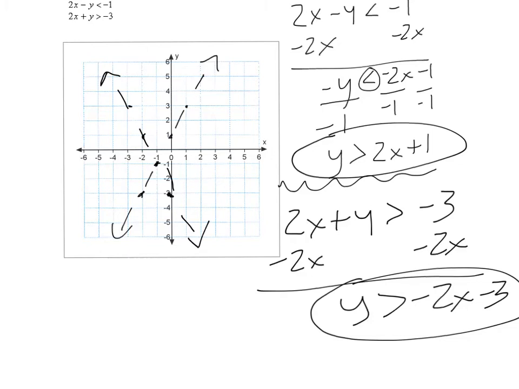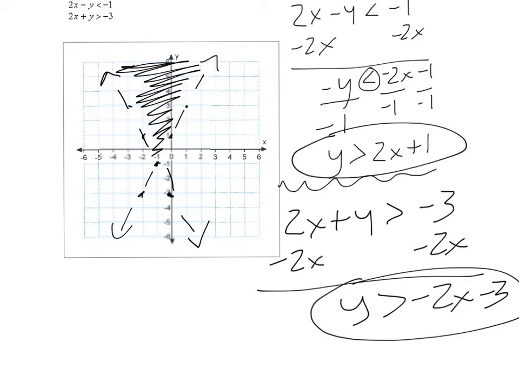Alright, so now the second equation was greater than. So we've got to be to this side of that line. And the first equation is also greater than, so we want to be to this side, the greater than side. So this side and this side, so that leaves us just kind of with this triangle up here. So let's go ahead and shade that in.